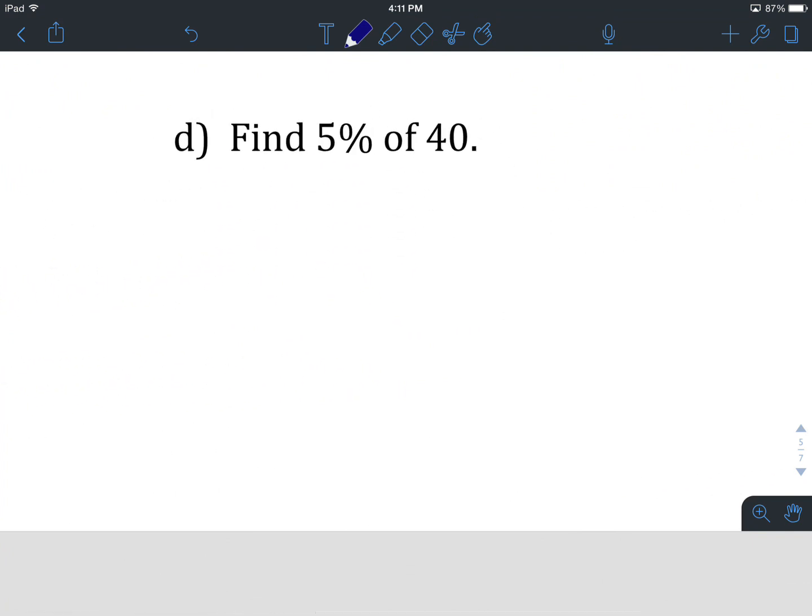Let's have you guys try, so let's hit pause here. Let's have you guys try example D on your own. When you think you've got it, come on back. We'll see how you did.